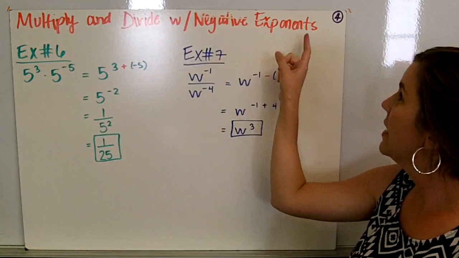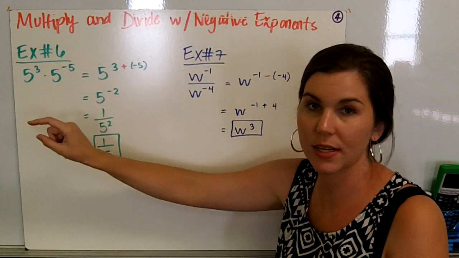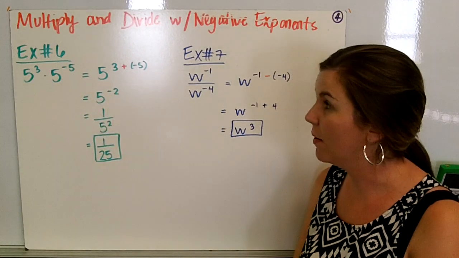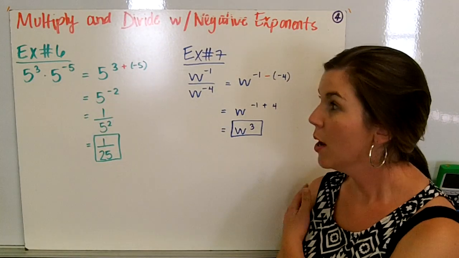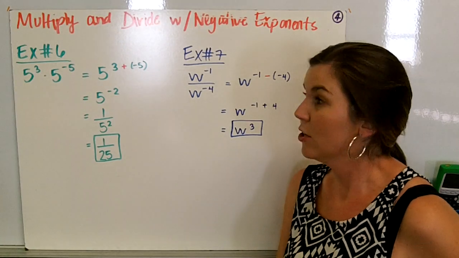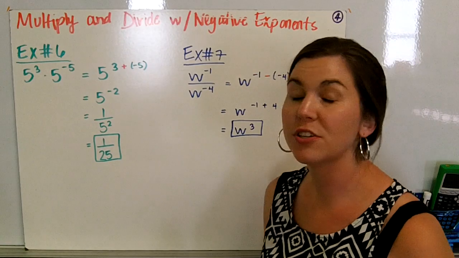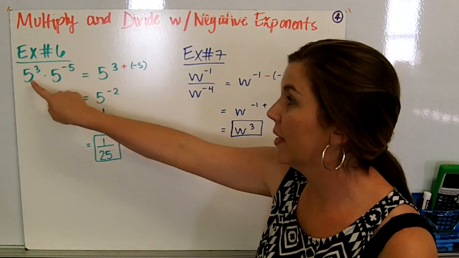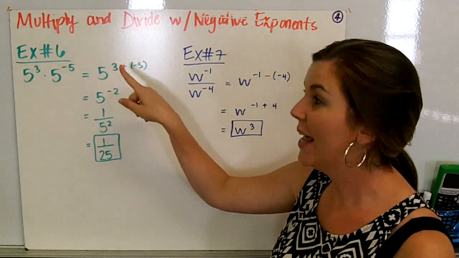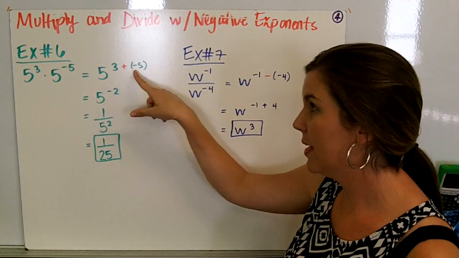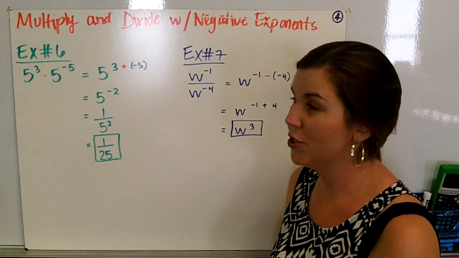Multiply and divide negative exponents. Example number 6. 5 to the 3rd power times 5 to the negative 5th power. Now you've done this before, multiplying like bases. You add the exponents. Well, now these are negative exponents. You're still going to do the same thing. So keep the base 5, and add the exponents. 3 plus a negative 5. Well, 3 plus negative 5 is negative 2.